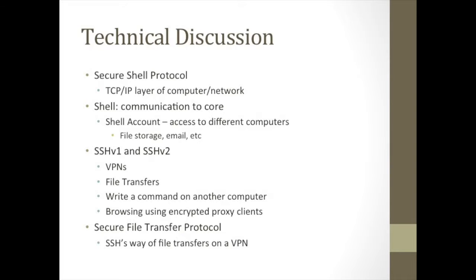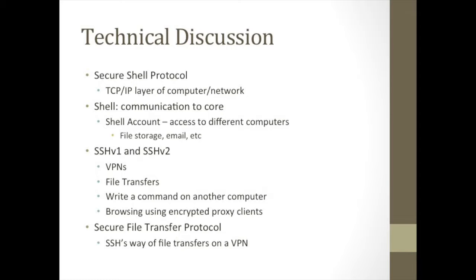SSH version 1 and SSH version 2 are the main protocols to access shell accounts right now. SSH uses a public key encryption to replace Telnet and many other non-secure protocols. The versions are used for many different things. It can be used to set up a virtual private network and transfer files from those. You can write a command on another computer, and you can also use it to browse using encrypted proxy clients, which is helpful for security.